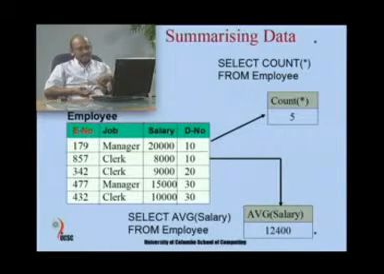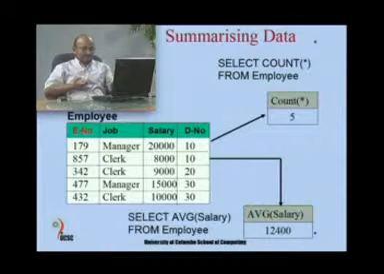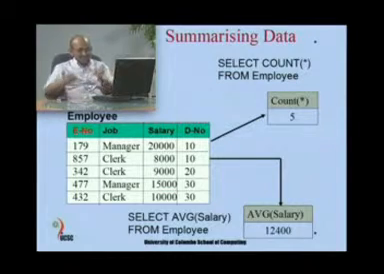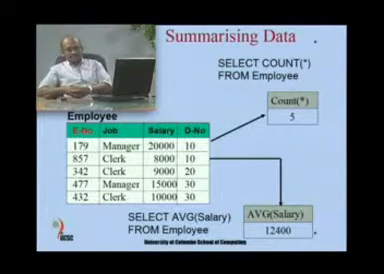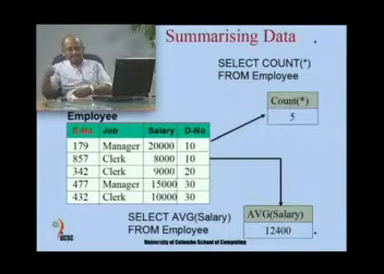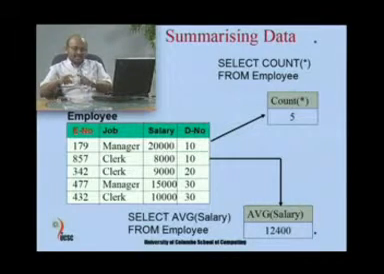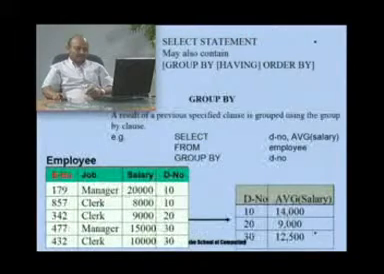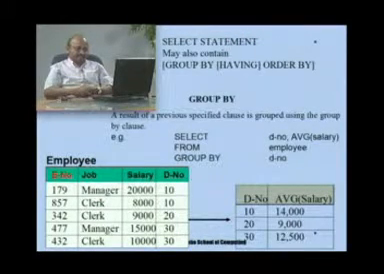If I want, I can say MIN salary, that is the minimum salary, or MAX salary, maximum salary, then I would have got 8,000 or 20,000. Sometimes we may want one table having all those summaries. So, you can say count star, comma, average salary, comma, min salary, comma, max salary, then in one row we will get all the values. So, it is possible to use it in that manner as well.